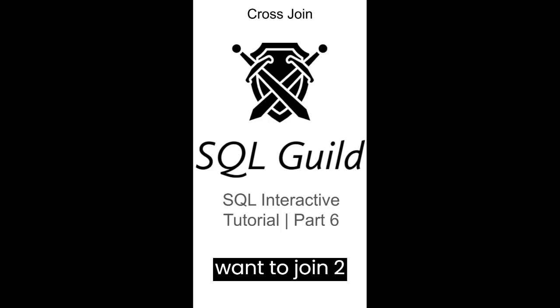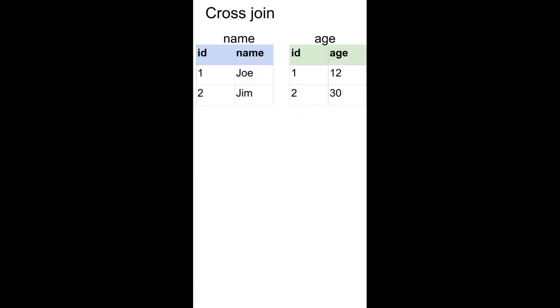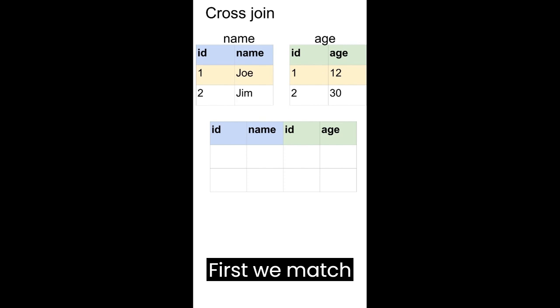Sometimes, we want to join two tables into one table. The simplest way to do this is to combine every row of the first table with every row of the second table, which is called the cross-join. Here we have a name table on the left and an age table on the right. Let's get the cross-join. First, we match the first row of name with the first row of age. We first insert data from the name row and then the age row.